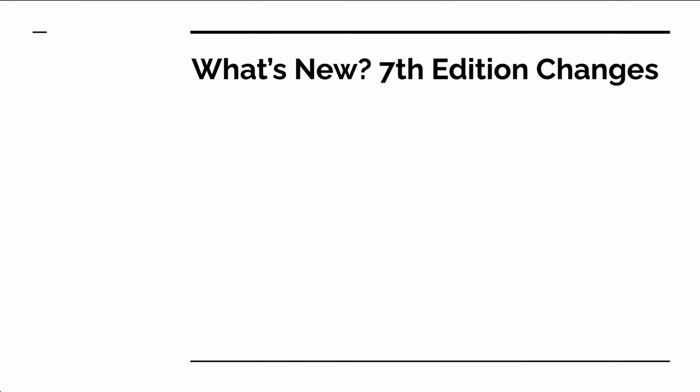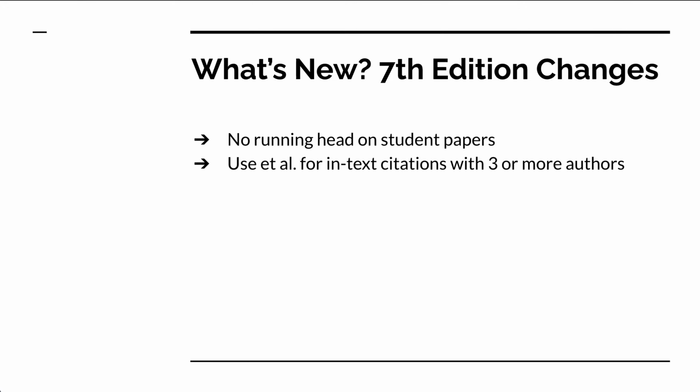Let's go over what are some of the new changes to the 7th edition. So if you're familiar with APA 6th edition, you'll want to take note here. In the 7th edition, you'll no longer need to include a running head or header on student papers. In the 7th edition, you'll need to use et al. for in-text citations with 3 or more authors. And they've expanded the number of authors you can use in the reference citations all the way up to 20 authors.